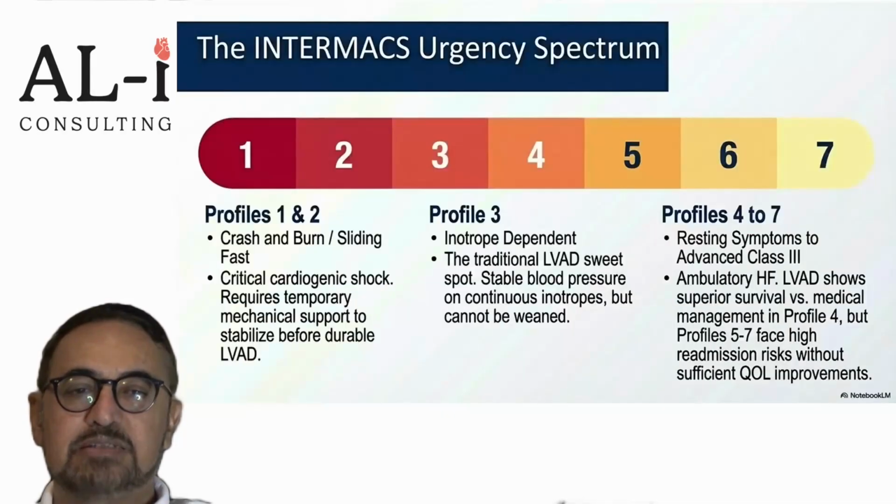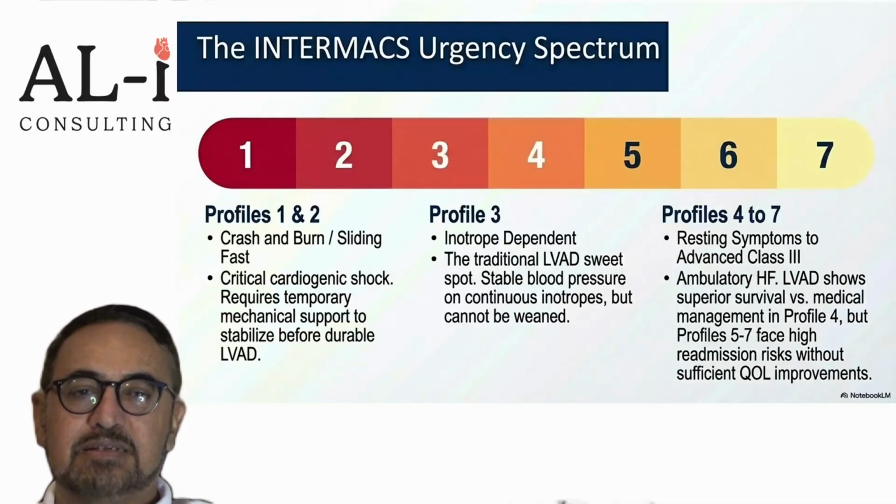The INTERMACS profile system helps us stage how urgent heart failure has become. Profile 1 and 2 are the sickest patients. These are the crash-and-burn or sliding-fast patients in cardiogenic shock, often requiring temporary mechanical support before they can even be considered for durable therapy.